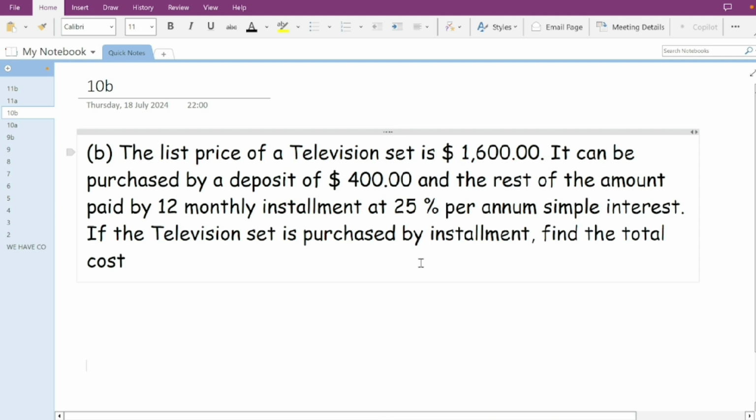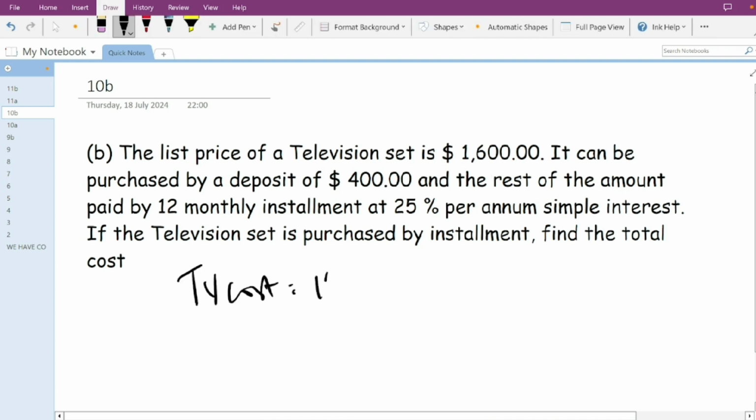Now, the television was purchased by installment. How much would it cost in total? Going back to the beginning of the question, the list price for a television set is $1,600. That's the cost of the television set. Now, it can be purchased by a deposit of $400 and the rest of the amount paid by 12 monthly installments at 25% per annum simple interest.